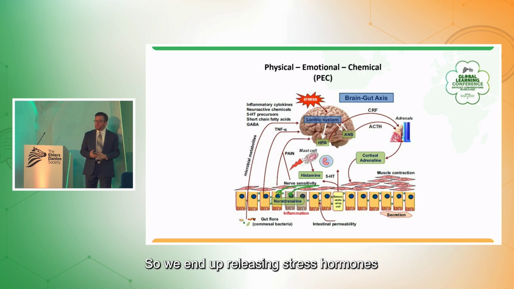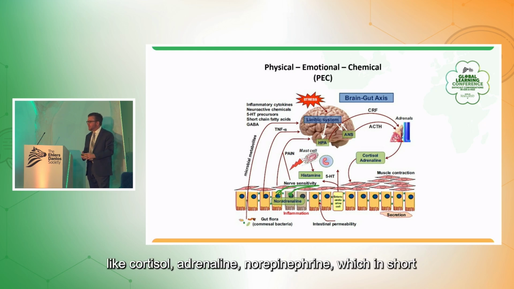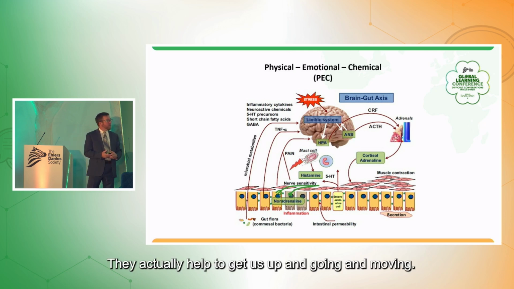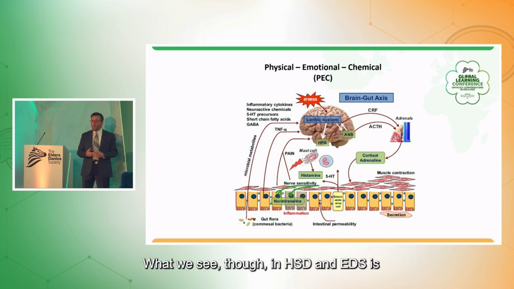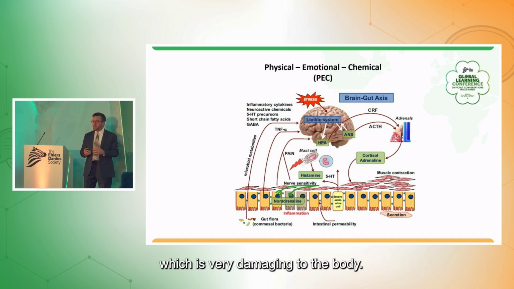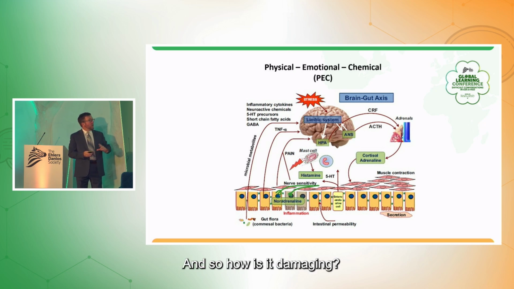So we end up releasing stress hormones like cortisol, adrenaline, norepinephrine, which in short bursts are actually very healthy. They actually help to get us up and going and moving. What we see, though, in HSD and EDS is that these stress hormones very often are chronically elevated, which is very damaging to the body. And so how is it damaging?